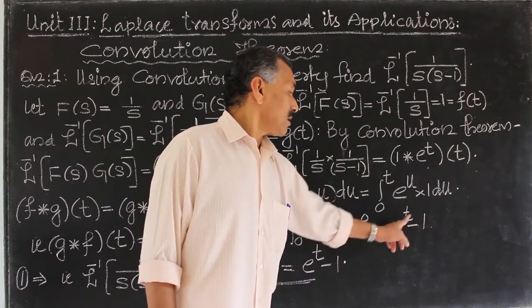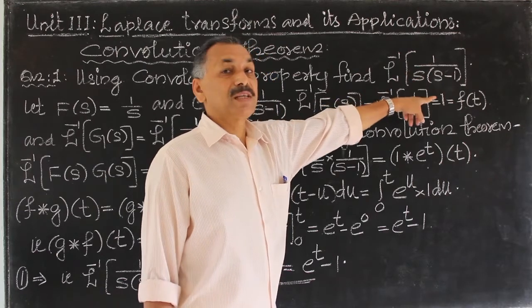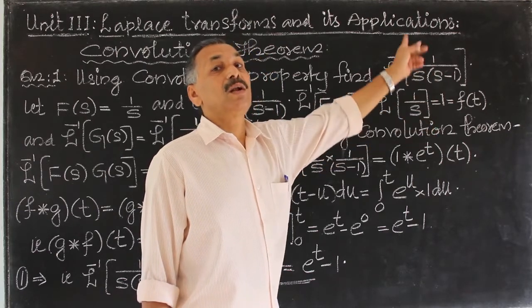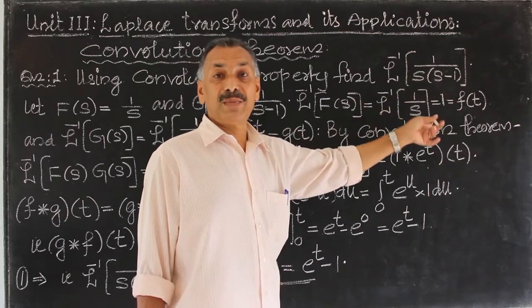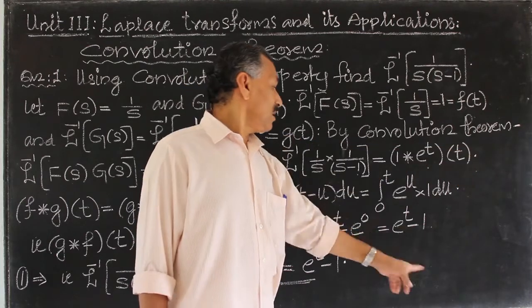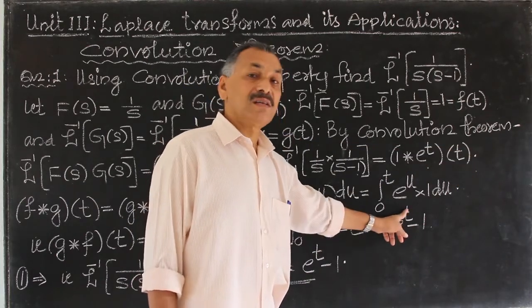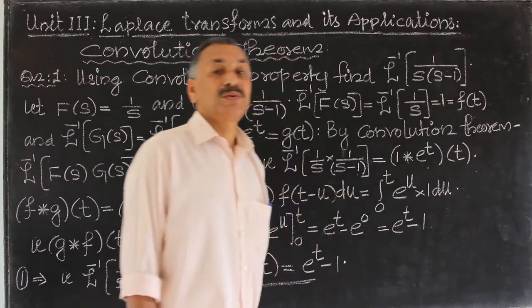Then a divided by s and b divided by s minus 1 gives 1 divided by s minus 1 minus 1 divided by s. Okay, the other, 1 divided by s minus 1, is e raised to t minus 1.